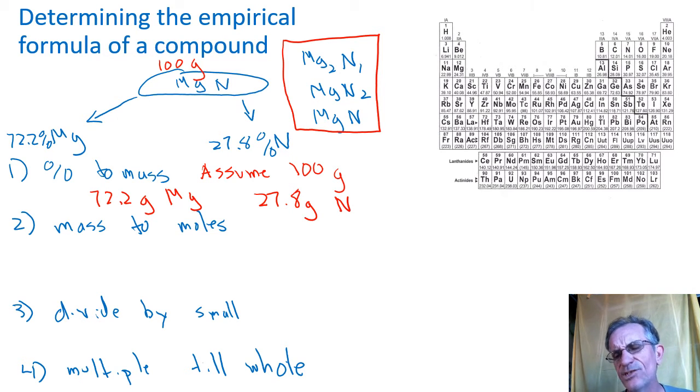So why are we doing that? We're basically just taking the percents and making them into grams. The reason we're doing that is so that we can do the next step.